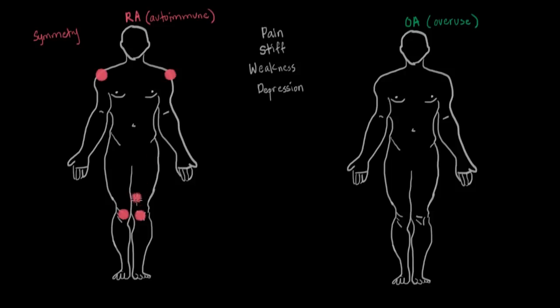So when you just think of location, there can be overlap. For example, both of these can lead to painful knees, but in rheumatoid arthritis, it's more likely to be both sides. Again, wrists, elbows, both sides.